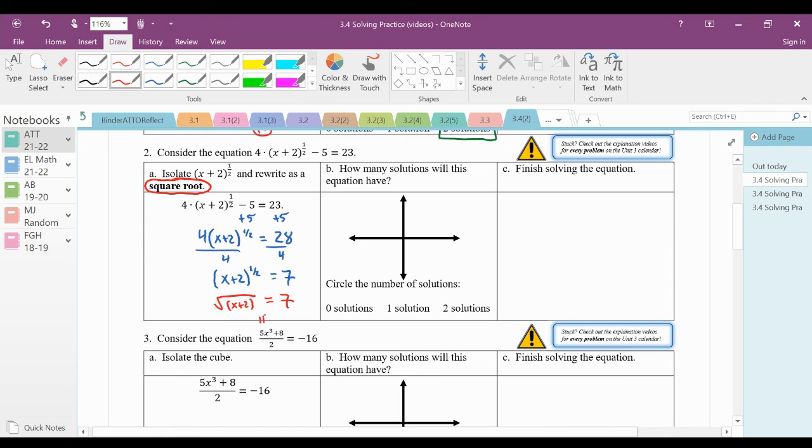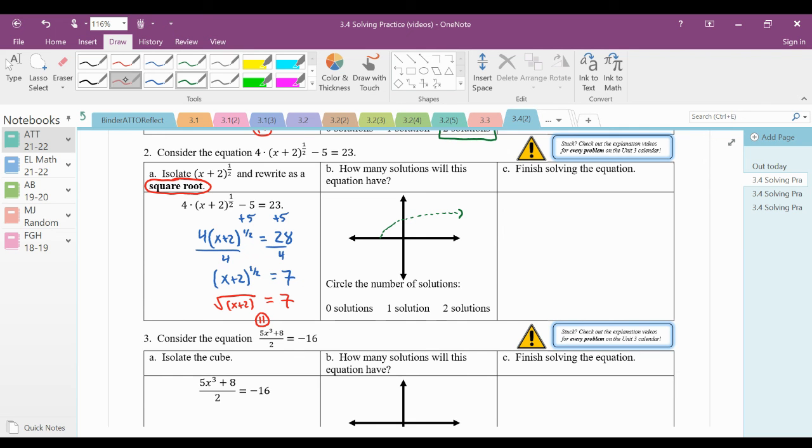Now here again, we're going to press pause at this point, and we're going to consider what the graph might look like to see how many solutions we have. I've got a plus sign inside the square root, which is going to shift my normal square root graph, which looks like that. It's going to shift that to the left 2 spots. So I'm just going to kind of guess about where that would be, and there's my graph.